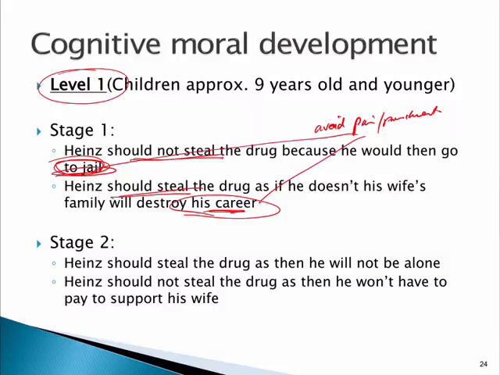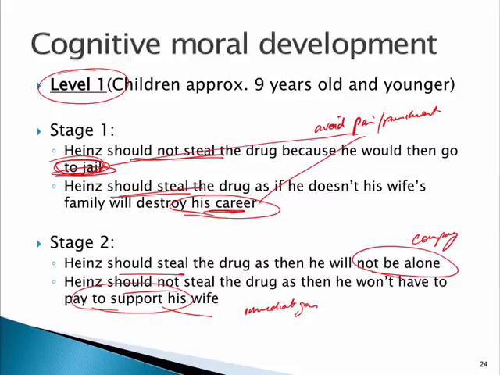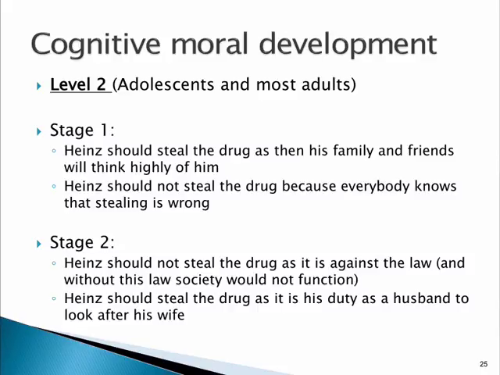Okay. Stage 2, he's doing it so he will have company, and/or he won't have to support his wife while she's going through the thing. So he's doing it for an immediate gain. And again, notice it doesn't matter whether he should or should not steal the drug. When we hit stage 3, the conventional level, he's doing it because his family and friends would agree, or because they think it's wrong.